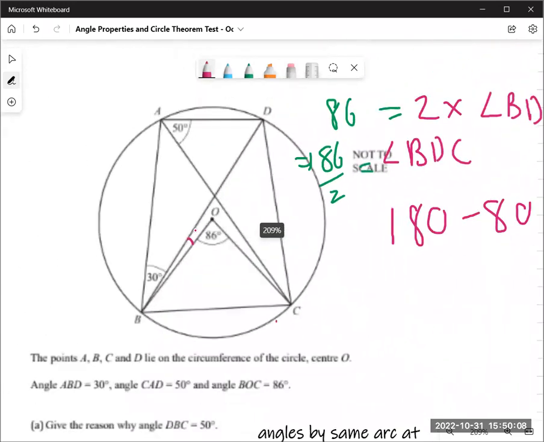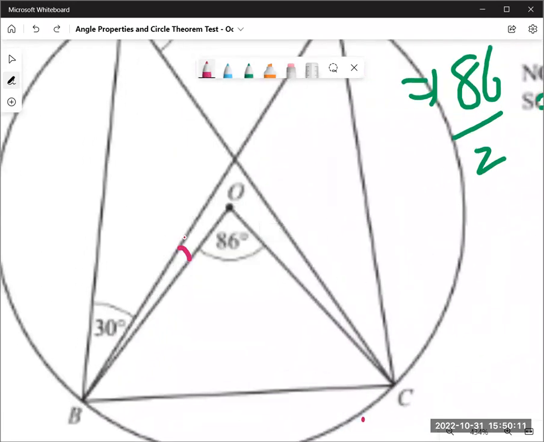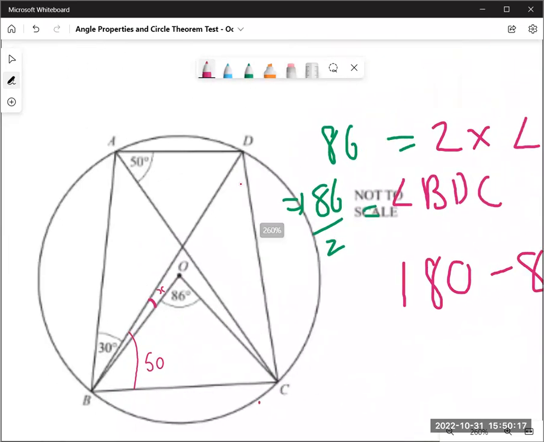This is the angle they're asking us to find. To find that, we know that this whole thing is 50 degrees, and we know that this is 43. And we know that this whole thing is how much? Well, we know that this is 30.